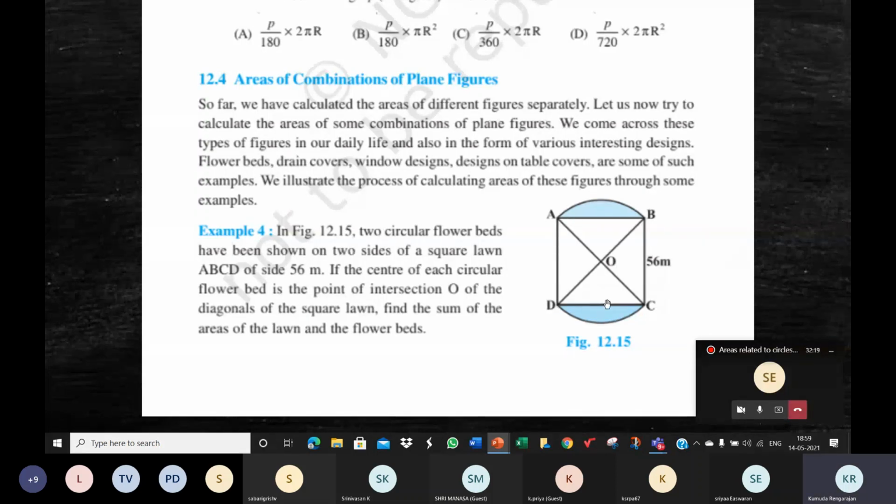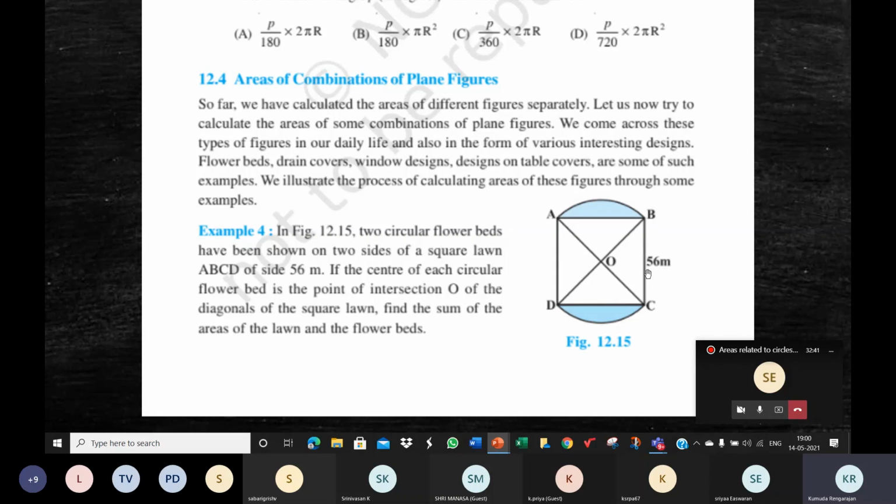For the square, we just need the side. If you know the side of the square, you can answer any question related to a square. For the square ABCD, it's enough if you know the side, 56 meters. So you're good to go. Area, perimeter, whatever for the square you can find, because you know the side of the square.